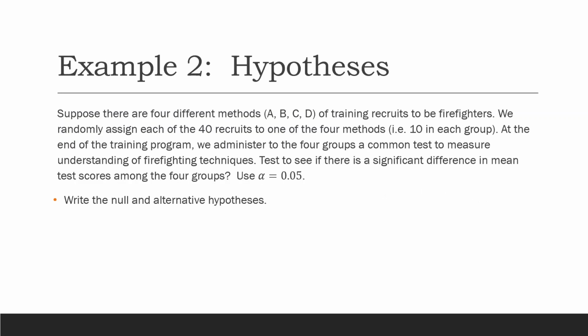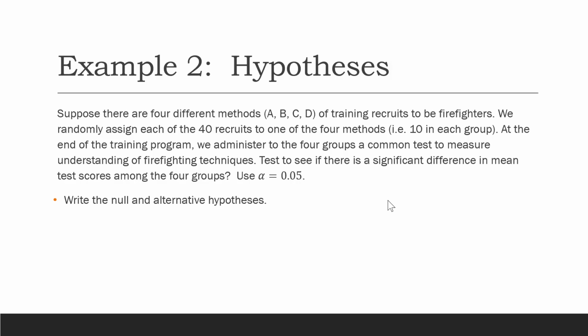All right, so let's go back to that example where we had the 4 groups of training methods, and we gave the firefighters a test. We want to test if there's a significant difference in the mean test scores among the 4 groups. We're going to use an alpha of 0.05. Remember, I said that there are a couple of ways that you can write your null hypothesis. I'm going to have 2 ways written on the screen. You only have to choose one of these.